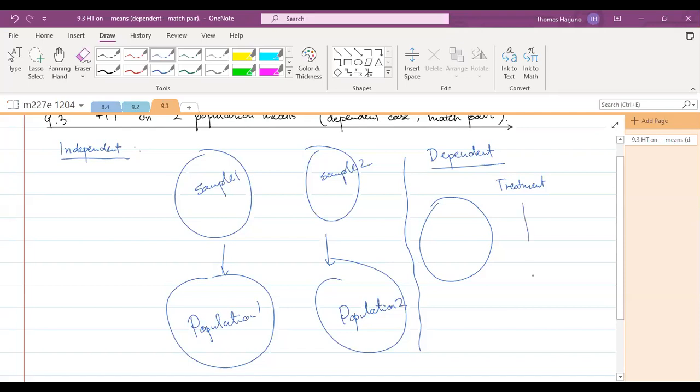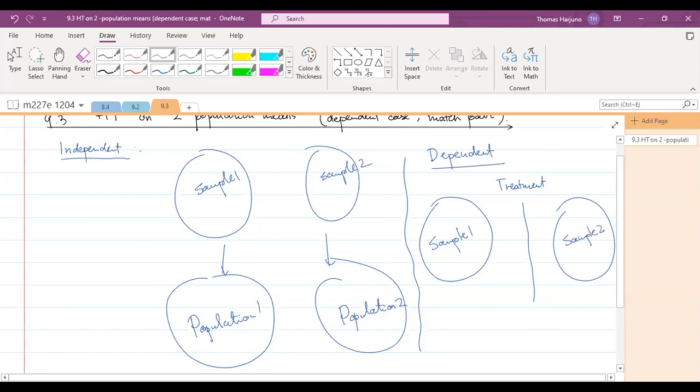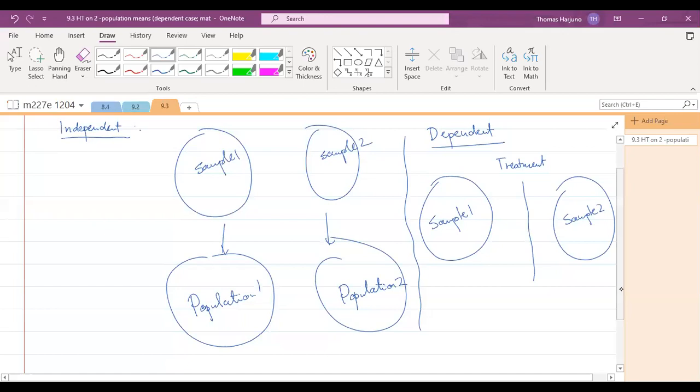Before and after treatment. So let's say about the weight of 10 people before a certain treatment and the weight of these people after treatment. And why we call that matched pair? Because each individual, each item, each object of the first sample will give us a number. Let's say sample 1 consists of 6 data.